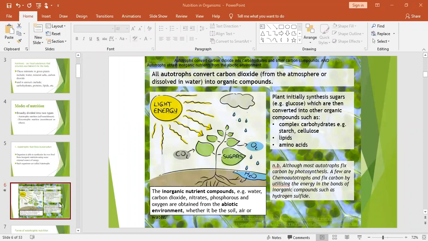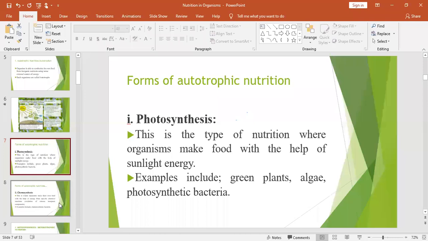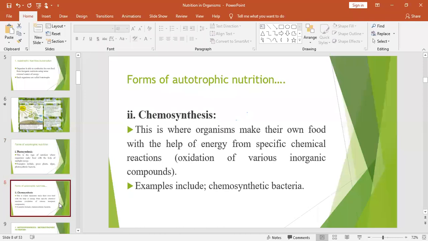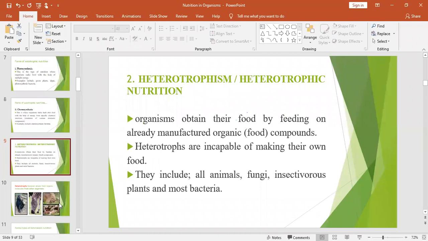Now, if we have looked at that mode, those that photosynthesize use light as the source of energy, and then those that use chemicals, we call them chemosynthesis. And we said it is common in chemosynthetic bacteria, and some of them are sulfur bacteria, and then we have iron bacteria. Then we talked about another mode of nutrition being heterotrophic nutrition.